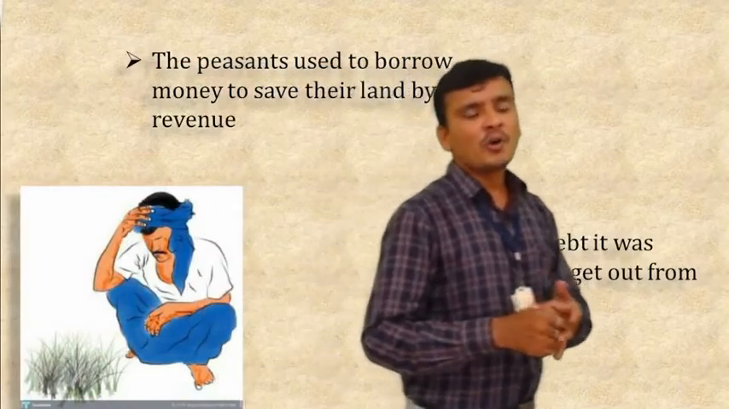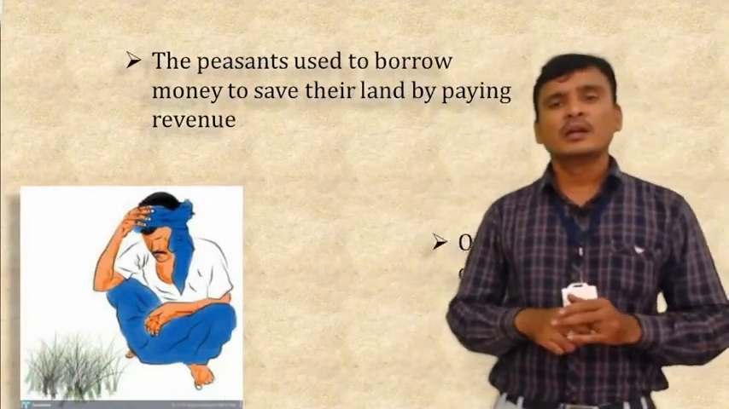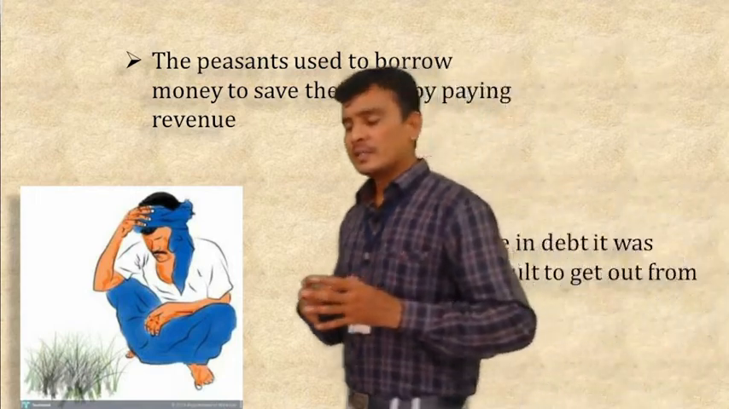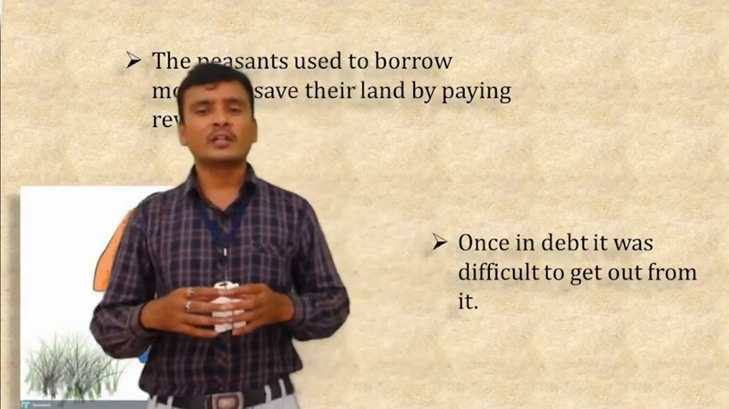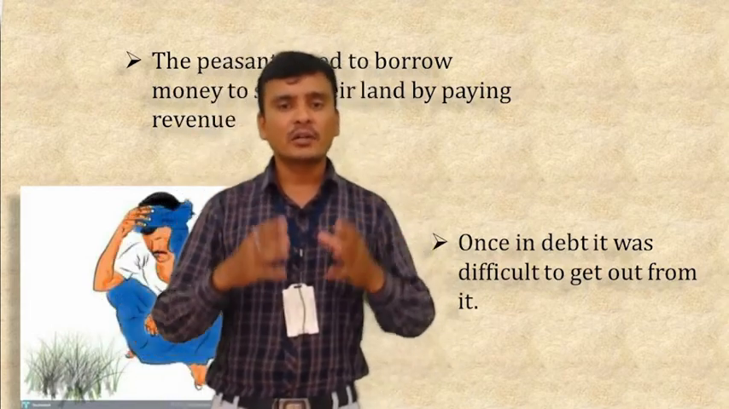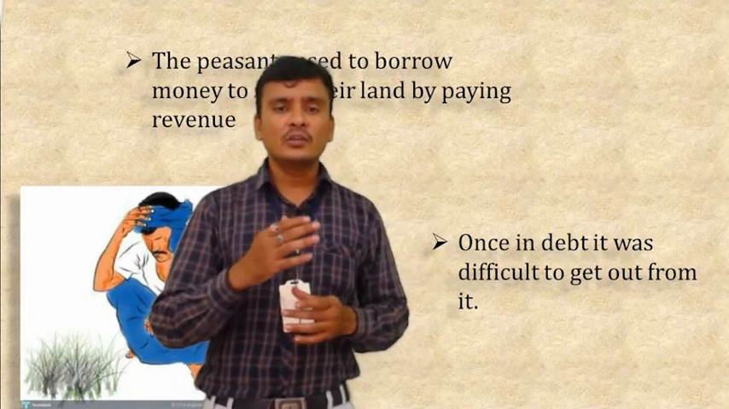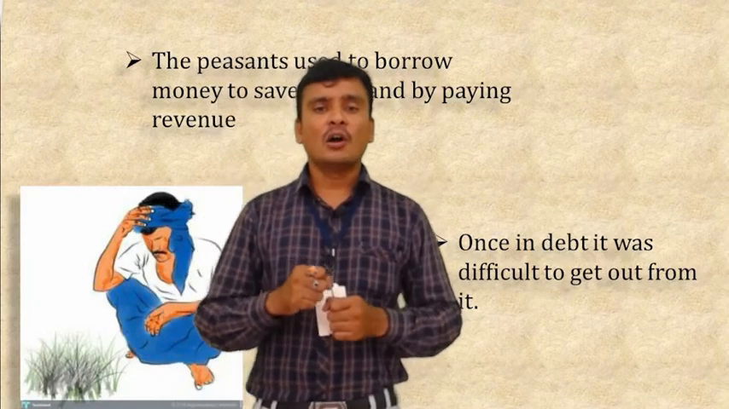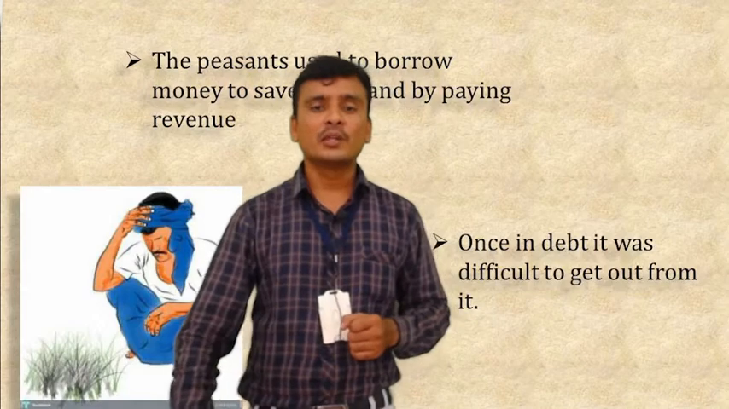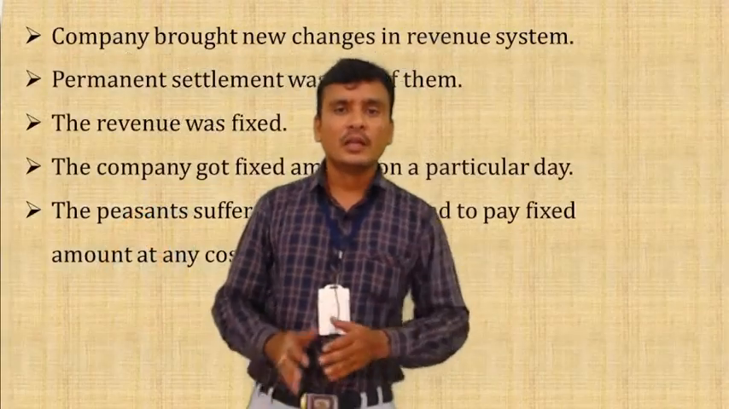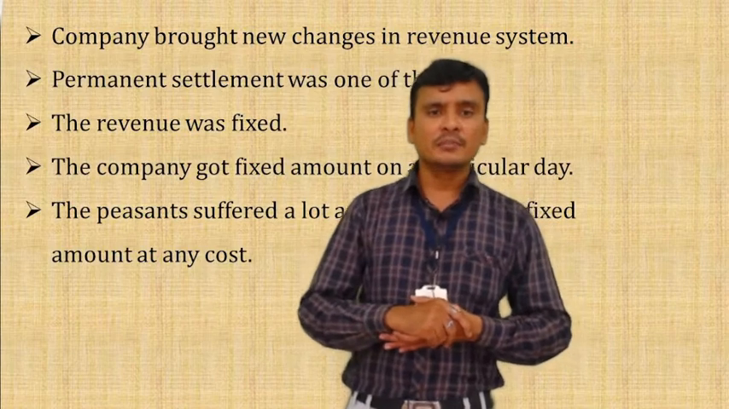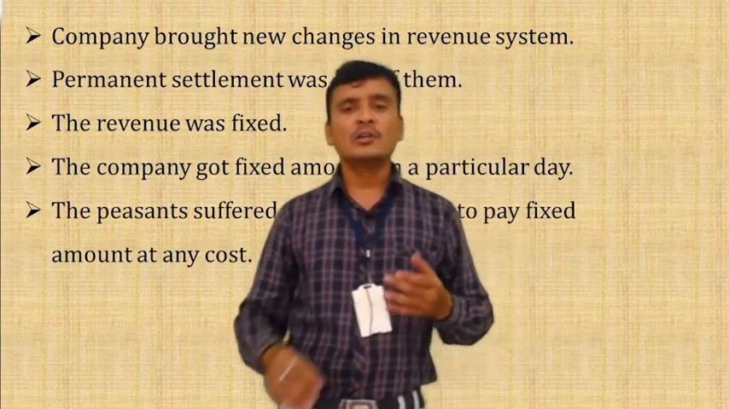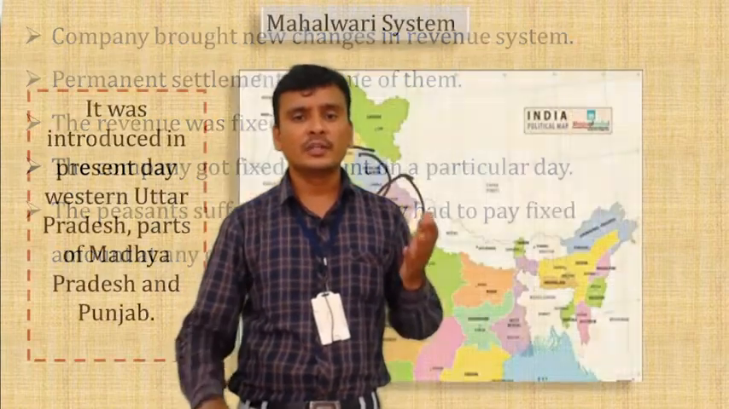Then the farmers used to borrow money to save their land by paying revenue. Once in debt, it was very difficult to get out of it, because if they were not able to pay the tax, they used to be evicted from their land. The company or zamindars used to grab that land, so for that they used to borrow money. So the company got new changes in the revenue system. The Permanent Settlement was one of them, and the revenue was fixed, and the company got the fixed amount on the particular day, but the farmers suffered a lot.